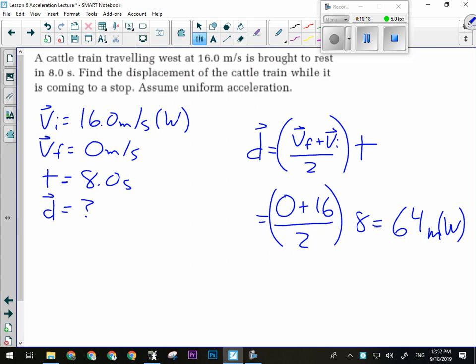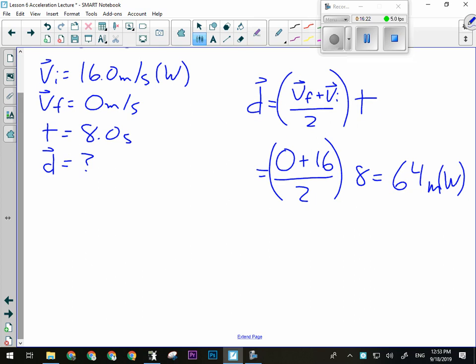Okay, how do I manipulate this equation? If I have this equation to start with, D equals (VF plus VI) over 2 times T, and I want to solve for T, what do I do?